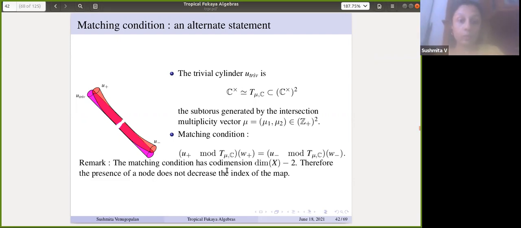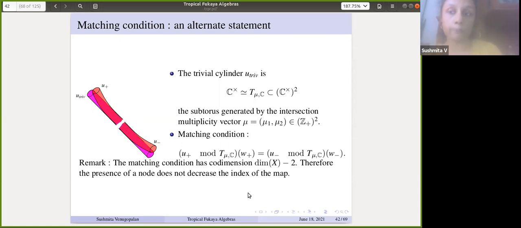So what this tells you is that in standard Gromov compactness theory, stable map theory, the matching condition has codimension dim x. Whereas here, the codimension of the matching condition is dim x minus 2, because we are actually doing the matching on a quotient by a complex one torus. So the matching condition has codimension dim x minus 2, which means that the presence of a node does not decrease the index of the map. So therefore, maps with nodes occur generically.